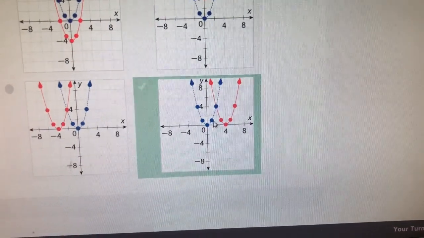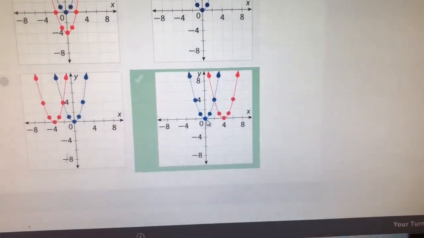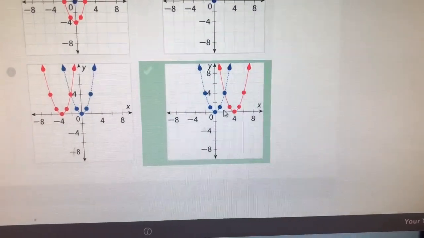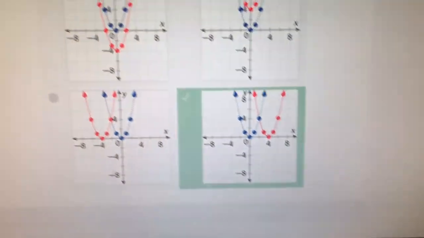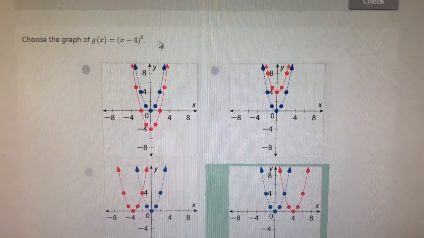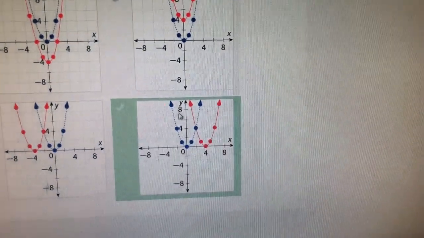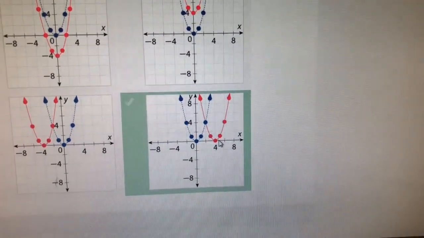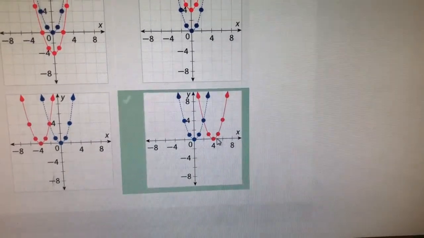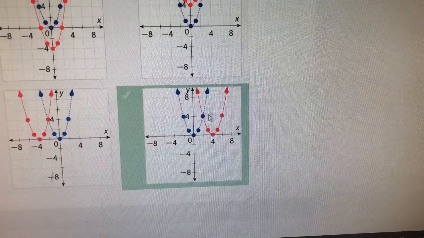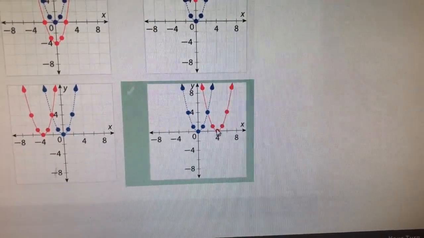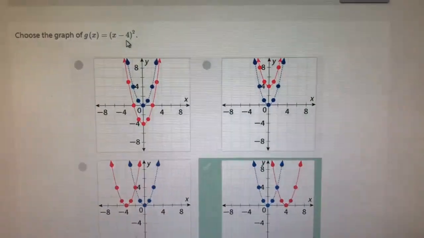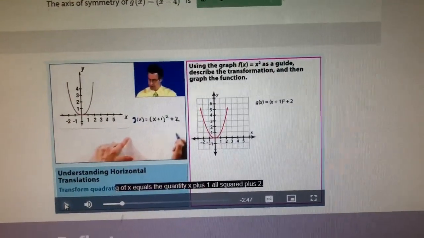So the parent function's in blue, and you can see x minus 4 moves the graph 4 places to the right. Since there's nothing after this, I don't go up or down. I stay completely the same on the vertical movement. Okay, it doesn't go up or down. It only moves to the right 4 based on x minus 4. All right, let's look at one more.